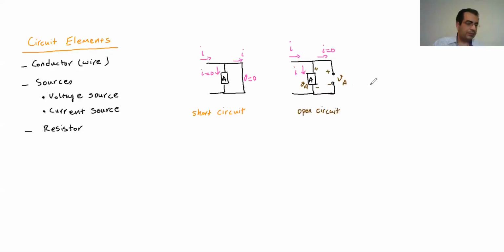So again, remember, if you have the connected wire, the voltage is always 0. If you have the cut wire, the open wire, the voltage is equal to whatever element those wires are connected to.